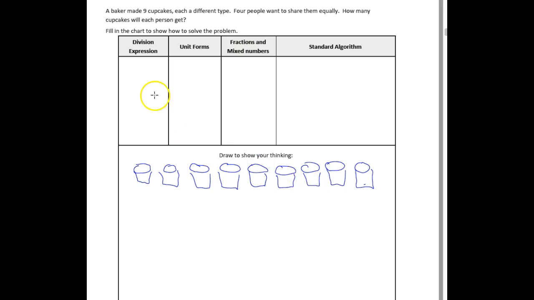So here you're going to have your division expression. So you're going to have something divided by something else. And then your unit form is where you're going to think about what if you turned it into pieces? How many pieces total? What are you dividing it by? Fractions and mixed numbers. And then your standard algorithm, doing it parent style.